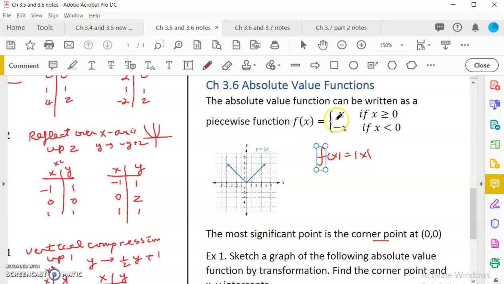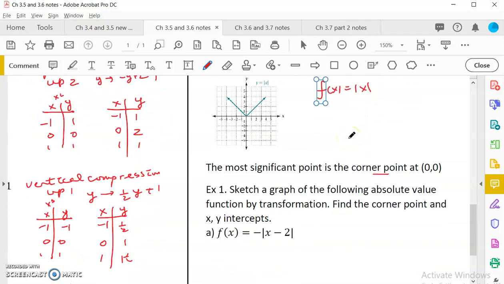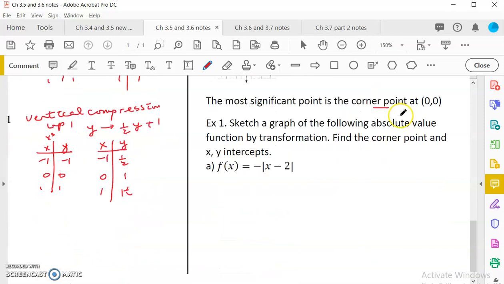If you want to write it as a linear function, you can split it as a piecewise function, because you can think of it as two lines. The first line is y equals x when x is greater than 0, and this side is y equals negative x when x is less than 0. This is very often employed in calculus class.